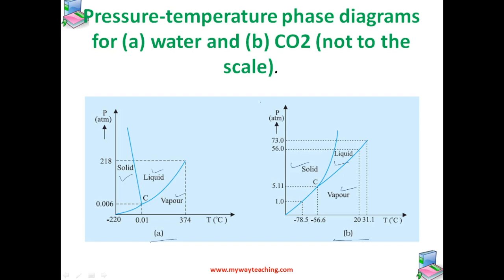Similarly, the points on the fusion curve represent the states in which solid and liquid phases coexist. Okay. And points on the vaporization curve represent the states in which liquid and vapor phases coexist.